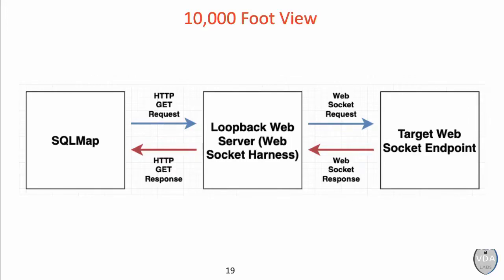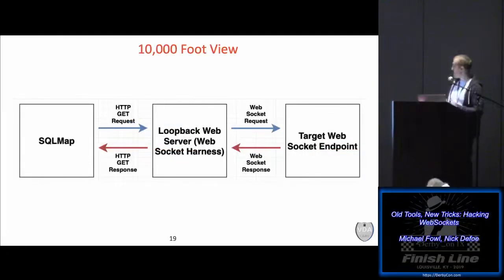So the idea is that SQLmap can send traditional GET and POST requests to a loopback web server, or this web harness that's in the middle, which will then open a WebSocket request with the payload that's passed in, and that will attack the target WebSocket endpoint and method. It will then get the response back to the loopback server, which will pass it back to SQLmap.